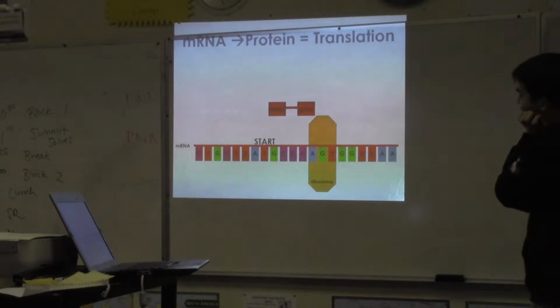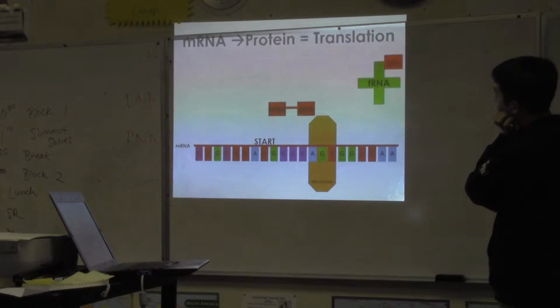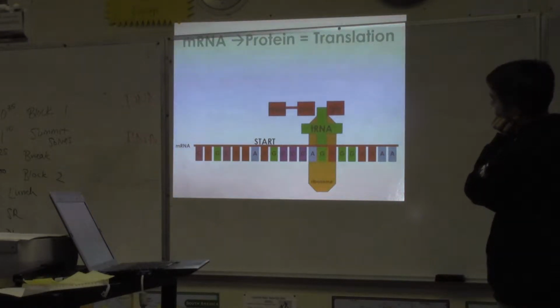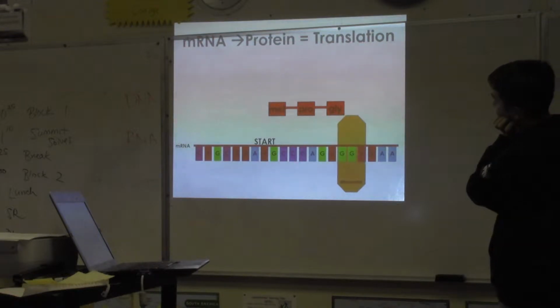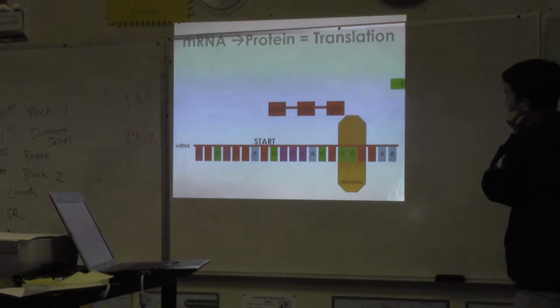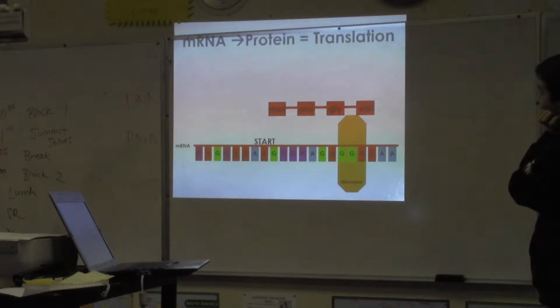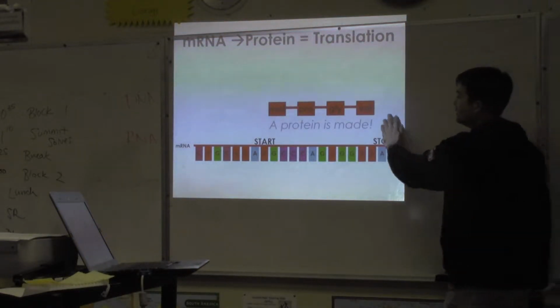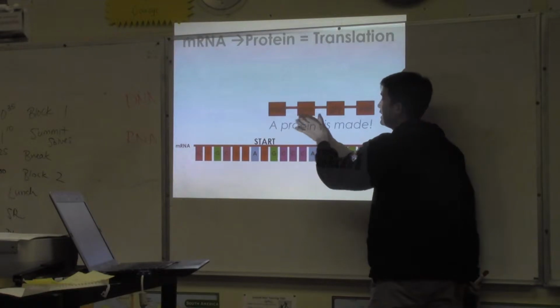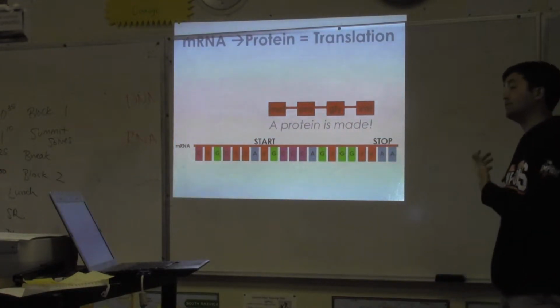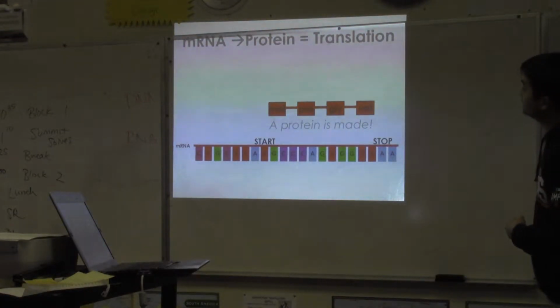It reads AGU. It knows to bring the glycine amino acid. That peptide bond forms, and it moves along. It reads GGU. Okay, bring me a valine, peptide bond forms, it moves on. And then once it gets to the very end, we now have our protein, our chain of amino acids, and this is the process of translation.